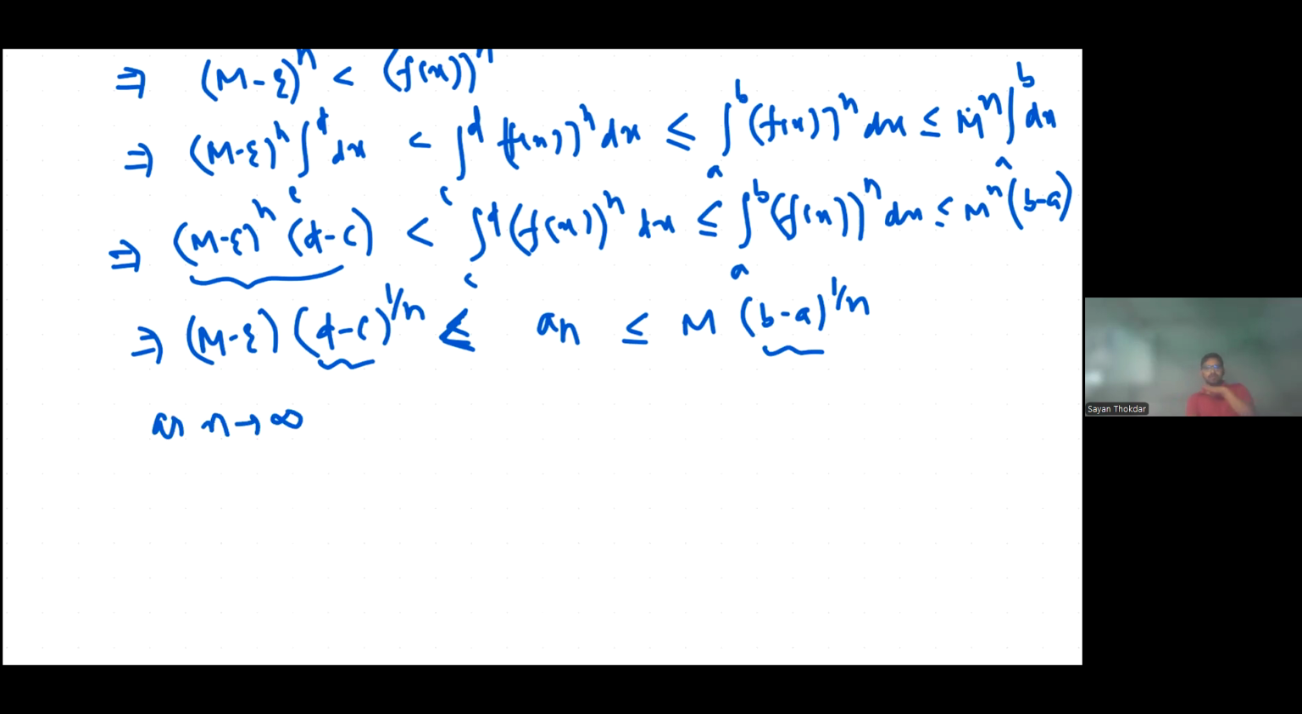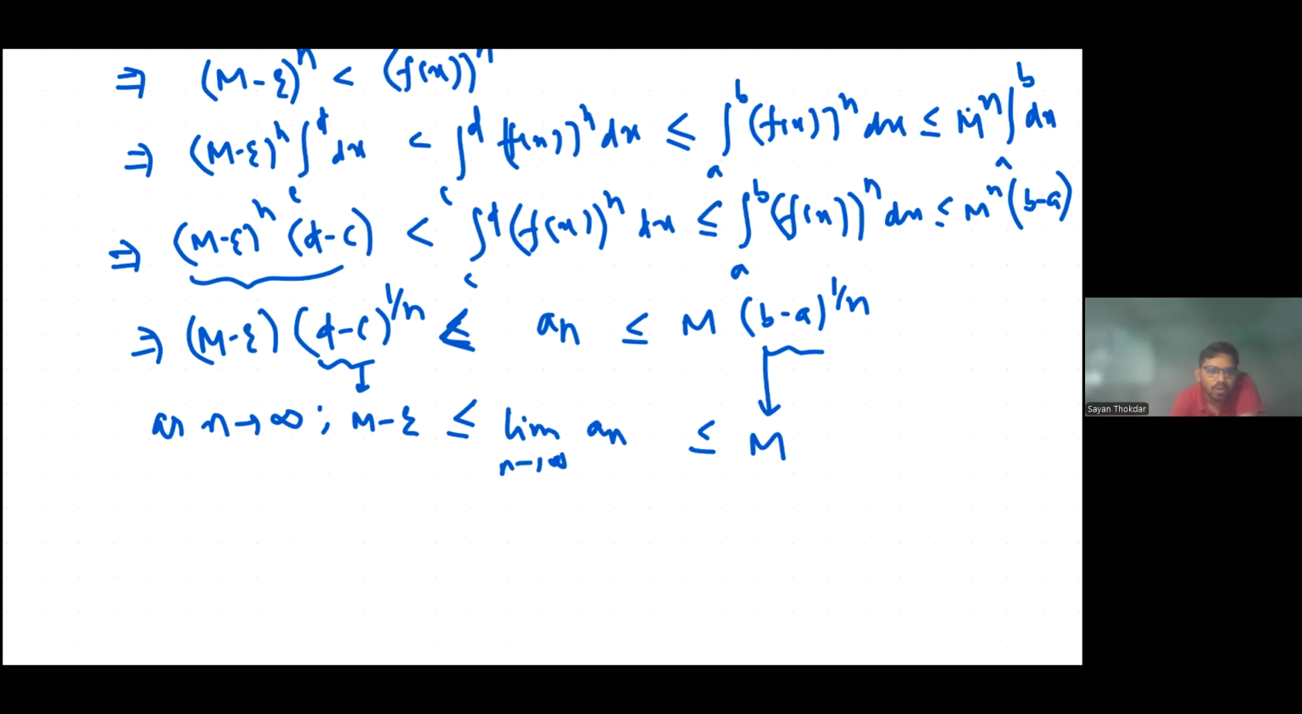As n tends to infinity, by the sandwich lemma, this sequence will go to M, and this sequence will go to M minus epsilon. When we take the limit, that should be less than or equal to the limit as n tends to infinity of the nth term. And why does this go to n?